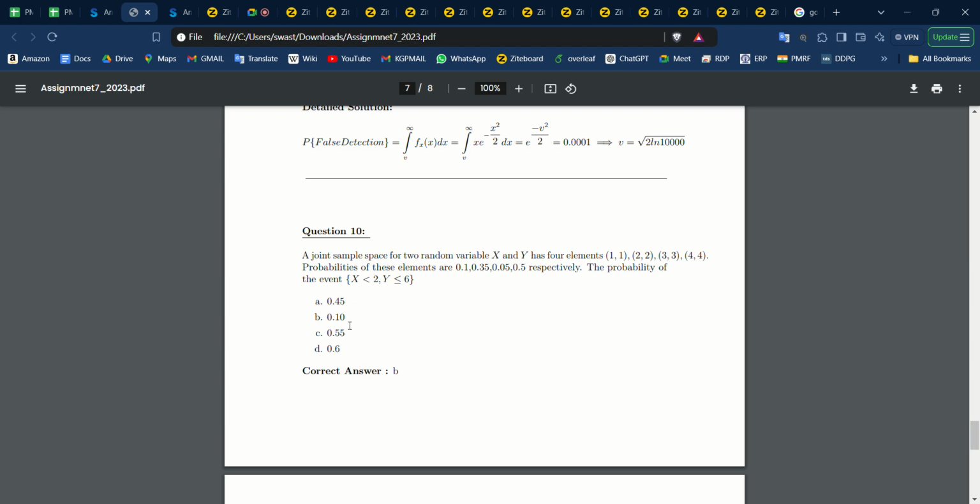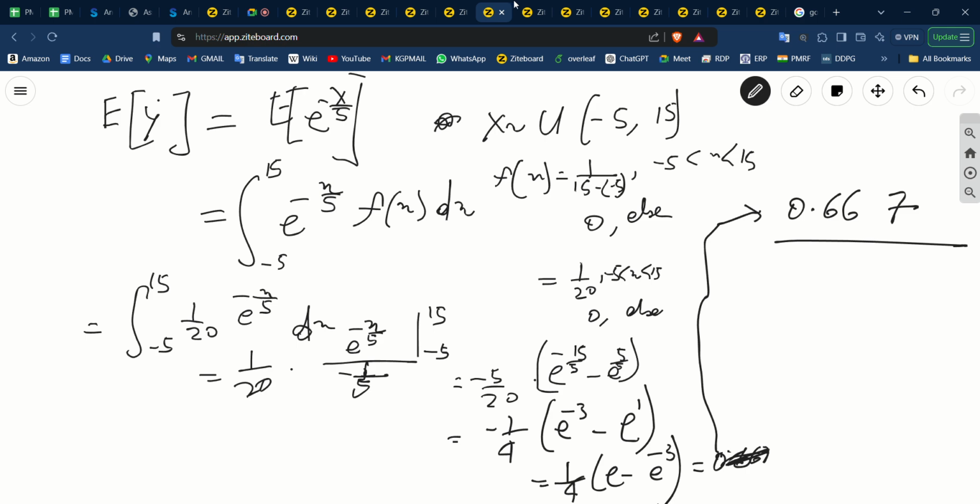A joint sample space for two random variables x and y has 4 elements: (1,1), (2,2), (3,3), (4,4). Probabilities of these elements are 0.1, 0.35, 0.05 and 0.5. Find the probability of the event x less than 2 and y less than or equal to 6. So this is a simple counting problem. So x less than 2 means x can be only 1. X can be 1, 2, 3, 4, but here x less than 2, so x can only be 1. And y is less than or equal to 6, so y can be 1, 2, 3, 4.